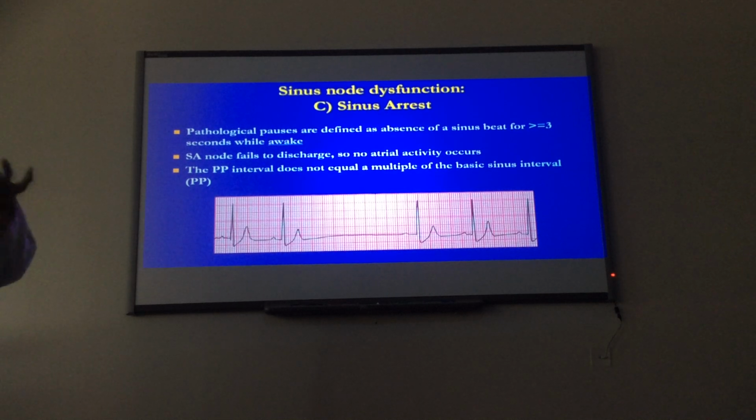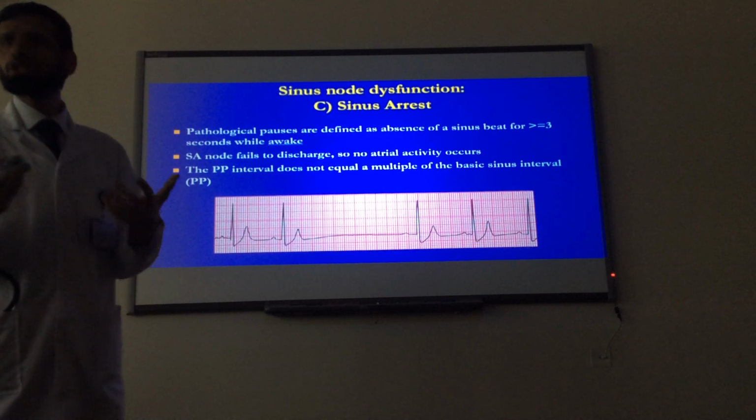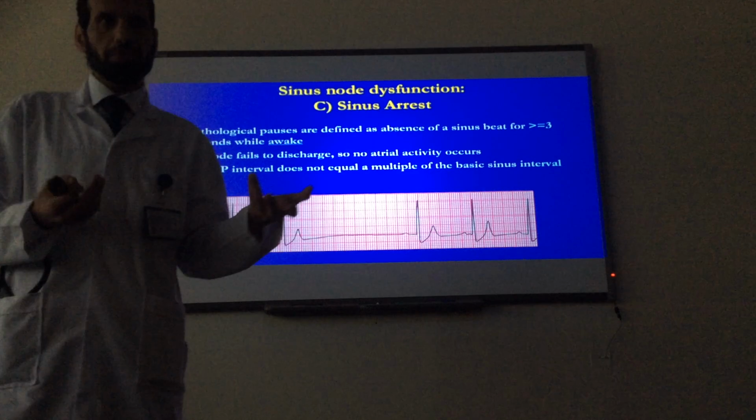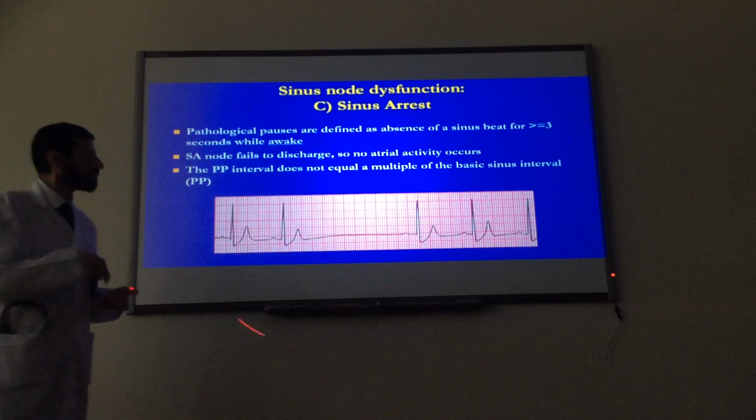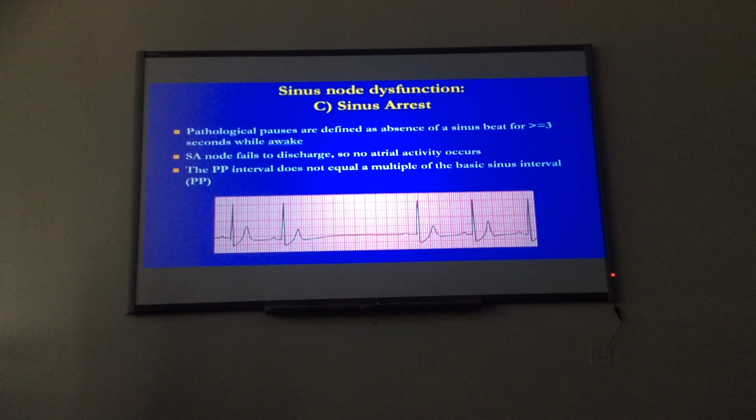For me, it's not important to differentiate whether it's exit block or arrest. You just mention there is a sinus pause, and this is indicating sinus node disease. This is the important thing. And of course, is this less serious or more serious than bradycardia? More serious. More serious than bradycardia.